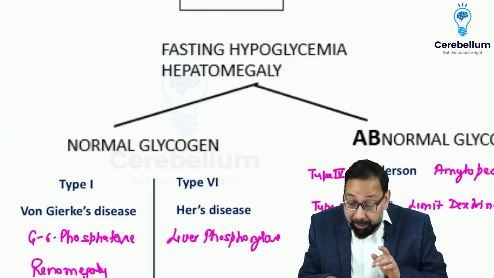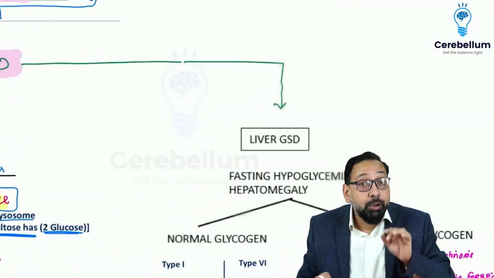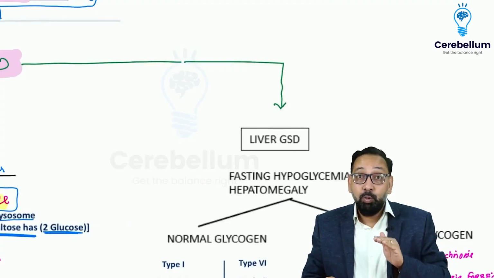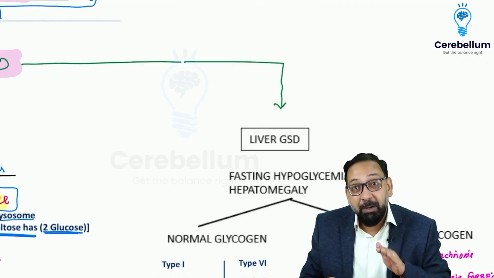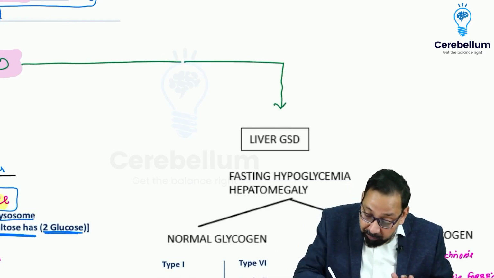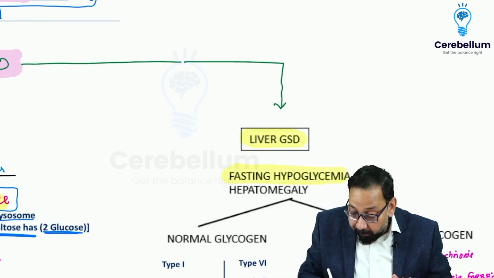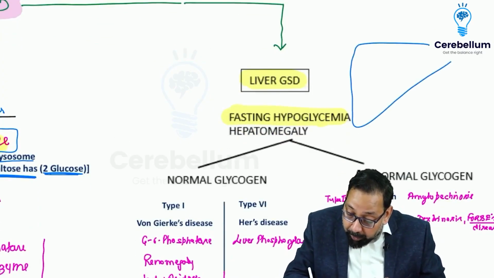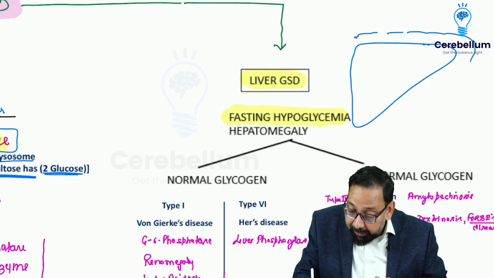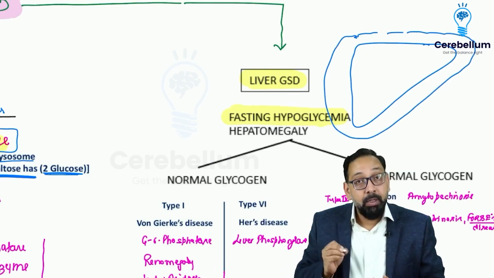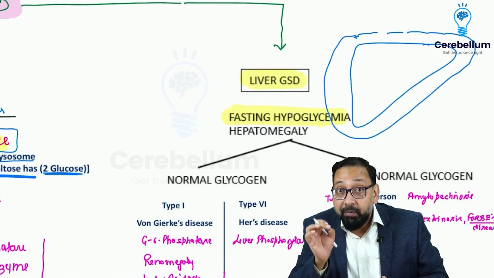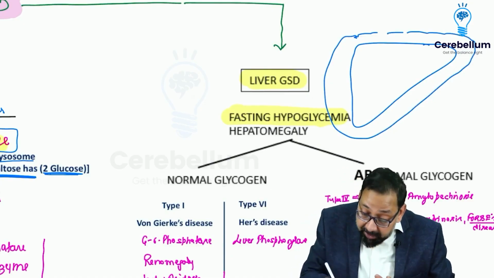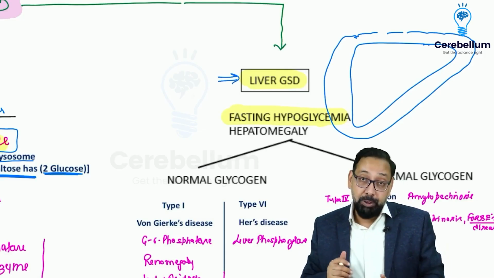Now we come to liver glycogen storage disease. You know, the liver maintains blood glucose in the fasting state. If liver glycogen is not broken down, there would be fasting hypoglycemia. When glycogen is not broken down, glycogen will accumulate in the liver, causing hepatomegaly. So if hepatomegaly and fasting hypoglycemia are there, immediately you will think of liver glycogen storage disease.